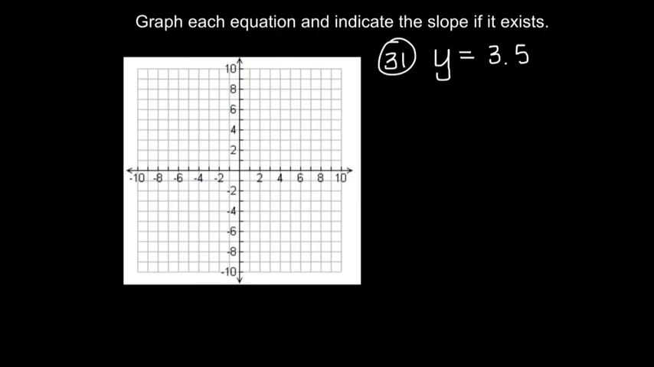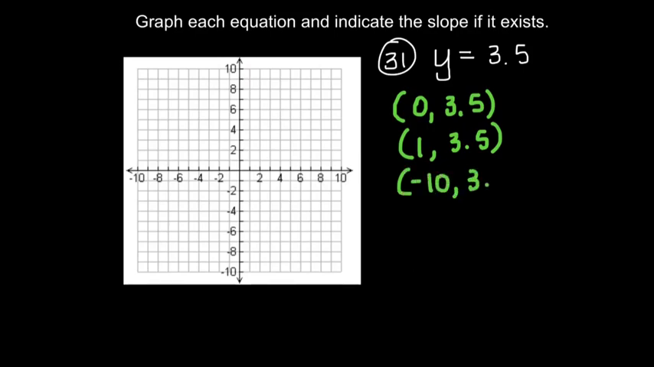Finally, in this particular equation, I have y equals 3.5. I don't have an x term. Since I don't have an x term, that tells me that the only condition that has to be met on these points is that the y coordinate has to be 3.5. So some points that meet those conditions might be (0, 3.5), (1, 3.5), (-10, 3.5). I could go on and on. I really only need 2.